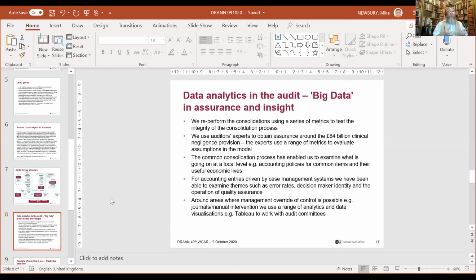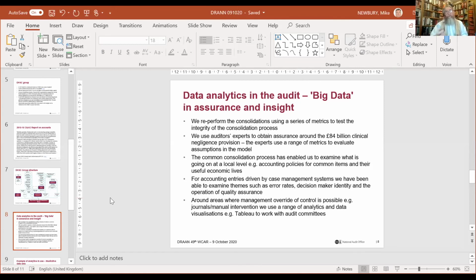We are also interested, obviously, as I spoke about earlier in the chat pane, in using data visualization to inform our audit approach and to provide insights to the clients. And we do that particularly in relation to journals, where there's significant manual intervention in the production of accounts. We're finding that using a tool like Tableau gives us a way into talking with audit committees about features of the journals database.